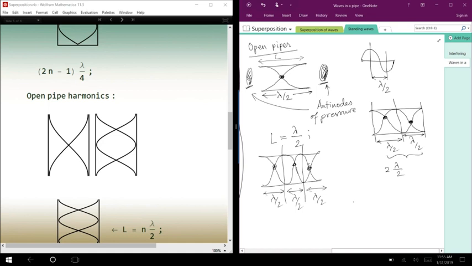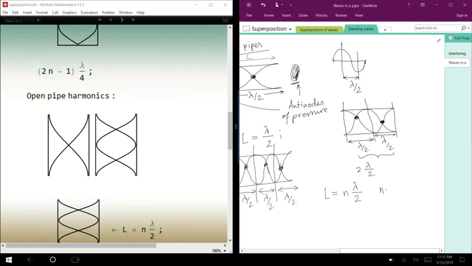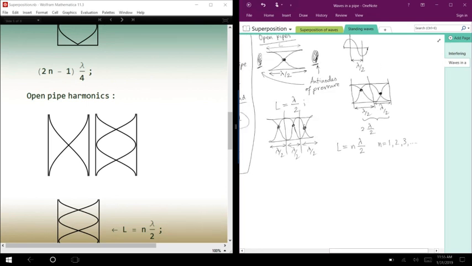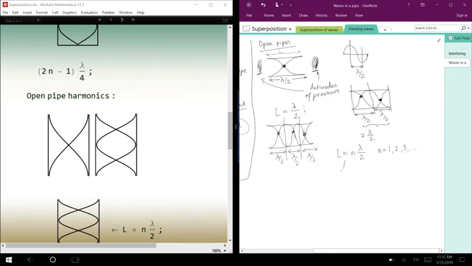Okay, so that tells me that L has to be equal to some integer multiple of lambda over 2. So L equals n lambda over 2, where n is equal to 1, 2, 3, etc. Okay, and we can play exactly the same game. We know this tells us that lambda is equal to 2L over n.